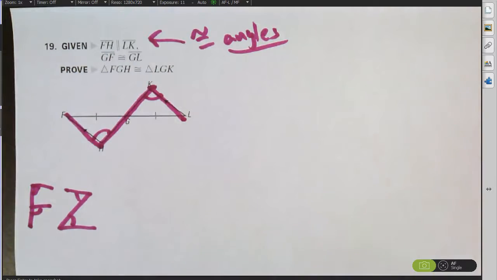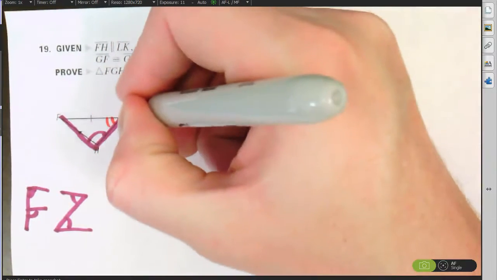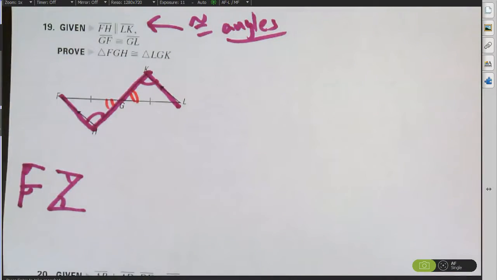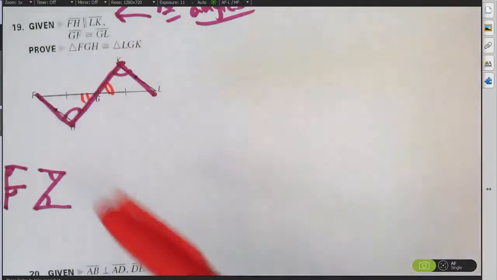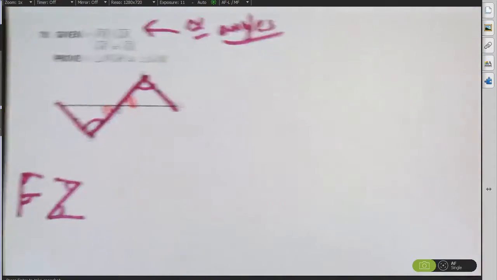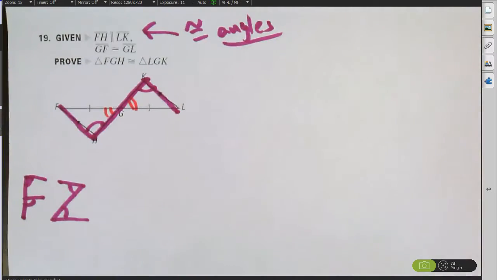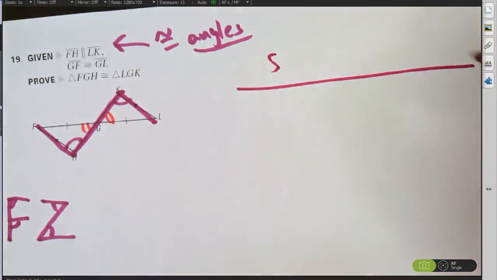Well, we do have a pair of angles because we also have vertical angles, which we've worked with quite a bit in class this year. So those two angles are congruent. And now we have angle, angle, side, so we can prove the triangles are congruent. Okay, so statements, reasons.